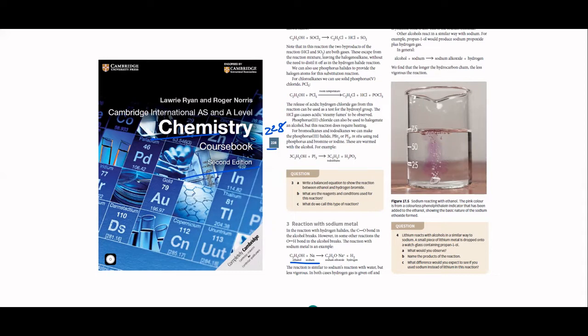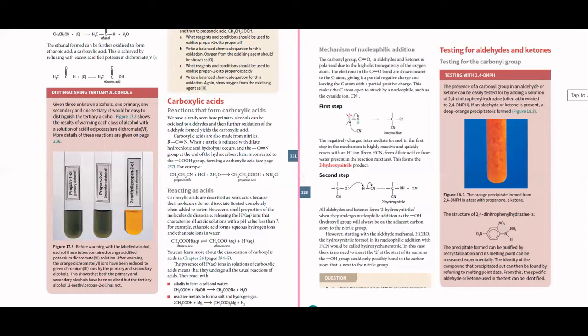For the other 2 reactions, in the same textbook, page number 231 gives the acidified potassium dichromate test. And for the 2,4-DNPH test, it is mentioned on page 238. This is for extra reference if you want to go through the textbook. So yeah, now let's go back to the question.